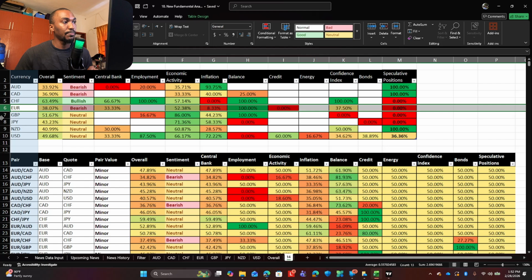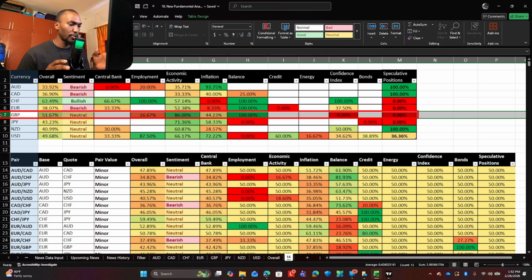Then we have the British pound. Now, British pound, euro, Brexit, whatever it is. But British pound, we have a neutral stance. Neutral. How is it neutral? Well, the employment data said bad news. The economic activity is saying good news. The inflation data is saying okay. The balance sheet is saying good news. Consumer confidence is literally dead. There's a mixture, mixed everywhere.